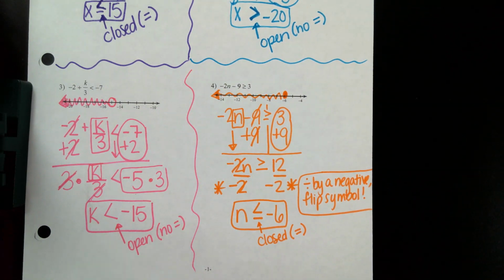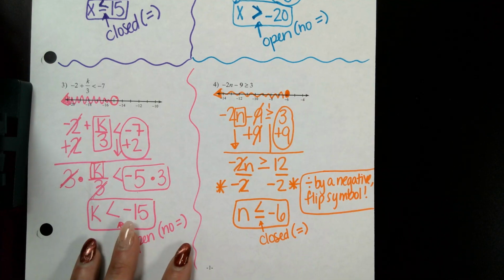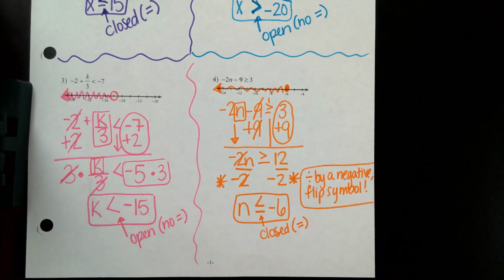Okay, so 1 through 4 are one-step and two-step. As soon as you flip it over, 5 and 6 are the multi-step inequalities. So you can go ahead and flip it over if you have those four done.